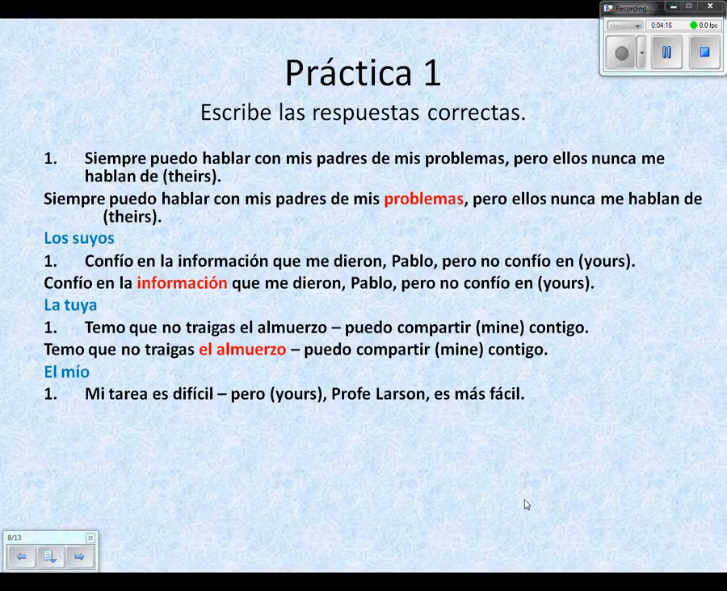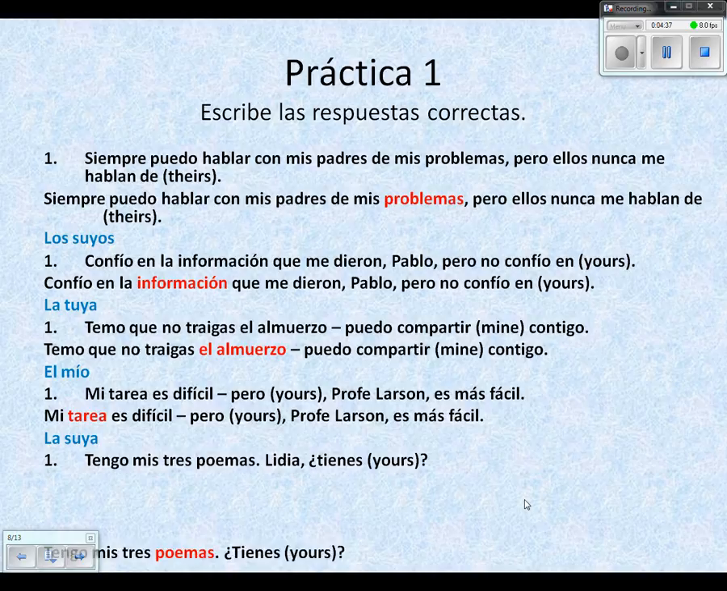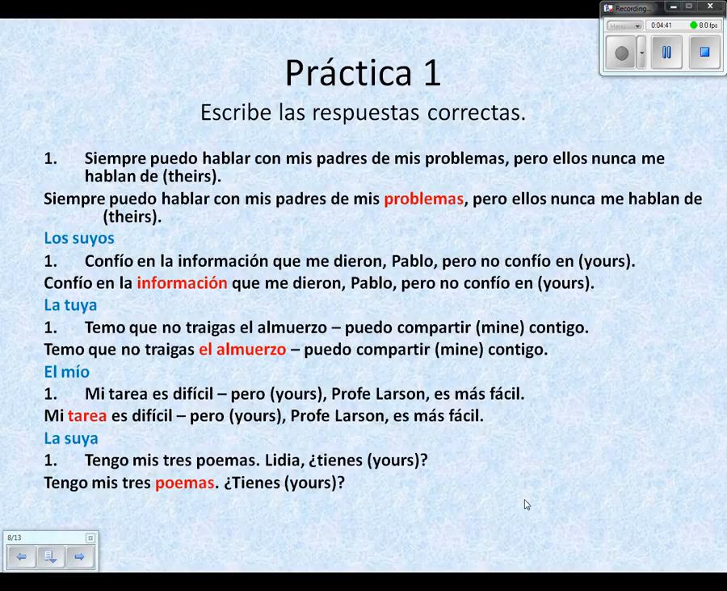Number 4, mi tarea es difícil, pero yours, Profe Larson, es más fácil. So here it's describing tarea, so go back and circle tarea, that's feminine and singular, and then you see that we're talking to a teacher, so we're going to use the usted form. So here we have la suya. Number 5, tengo mis 3 poemas. Lidia, tienes yours. So here yours is referring to your poems. Remember, poems is masculine, so it's irregular, and it's plural here. Also, we're talking to Lidia. We're using her first name, so we need to use the tú form. You should have los tuyos for number 5.